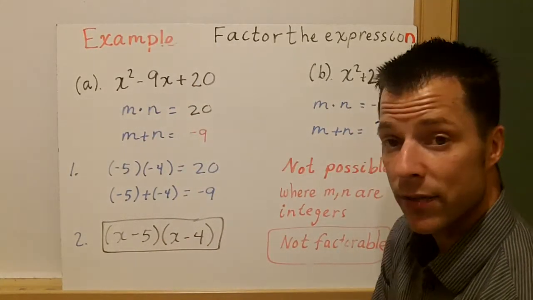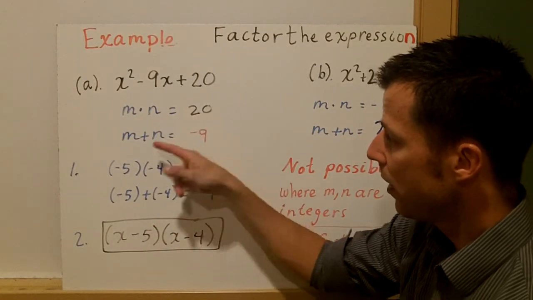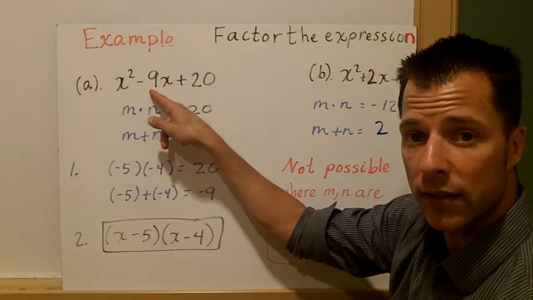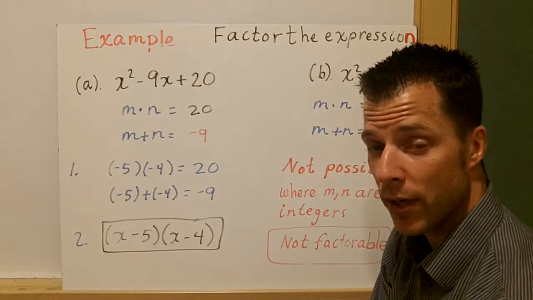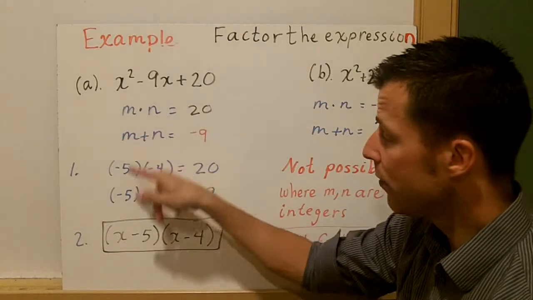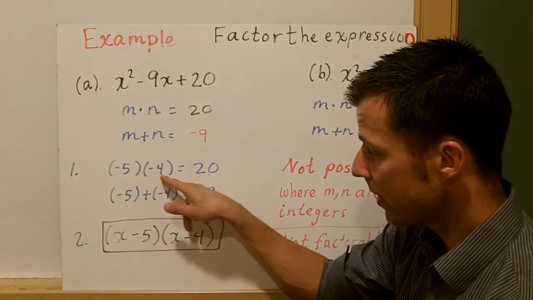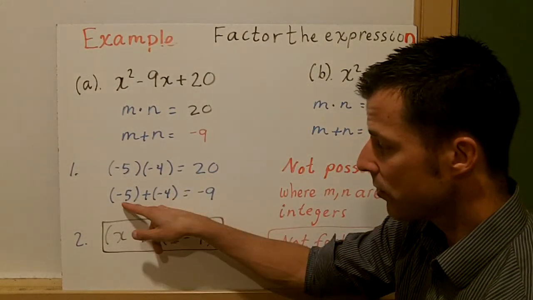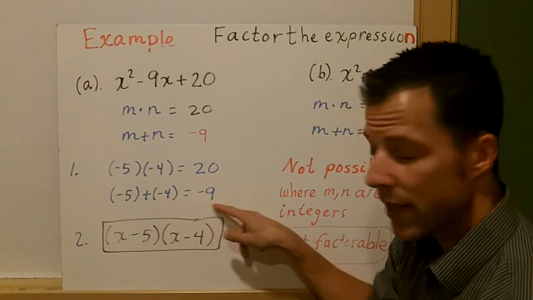So let's look at finding two integers, m and n, that multiply to be 20 and add to be negative 9. So I know 5 and 4 add to be 9, and they also multiply to be 20, but I have to be very careful. I know that if both 5 and 4 are negative, I get a 20 as a product. So negative 5 times negative 4 is 20. Those same two integers, negative 5 plus negative 4, add to be negative 9.